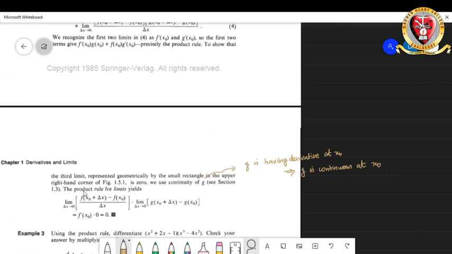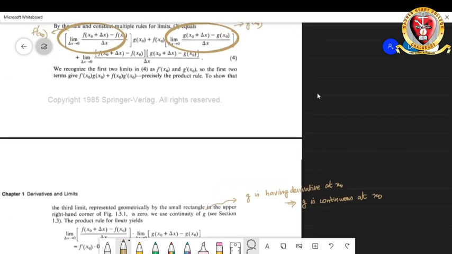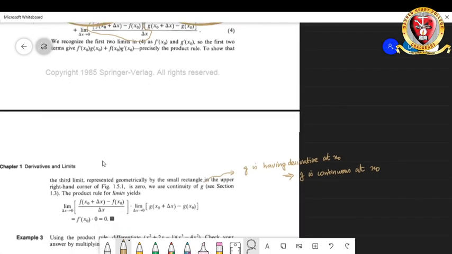So you can just rearrange this term. The third term can be rearranged like this: take this as the first term and this as the second term, and then you know that limit of AB is equal to limit of A into limit of B. That's what is written here. So limit delta x tends to 0, the first term, into limit delta x tends to 0, g of x naught plus delta x minus g of x naught.